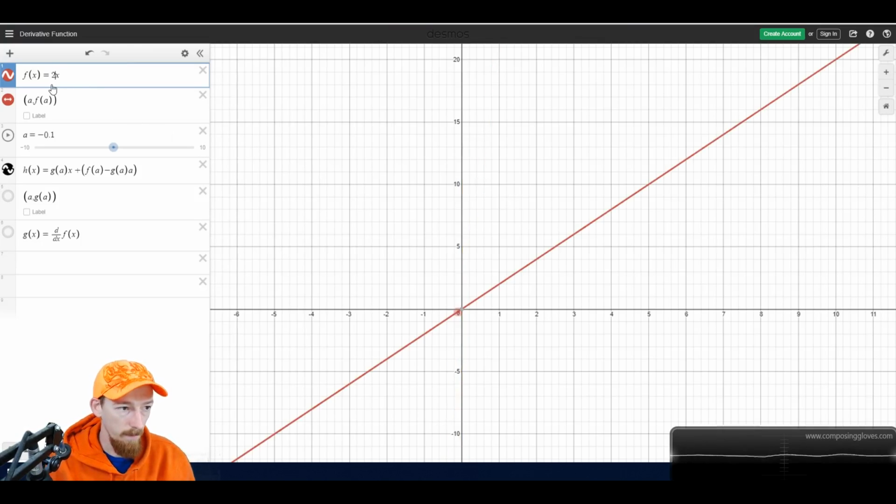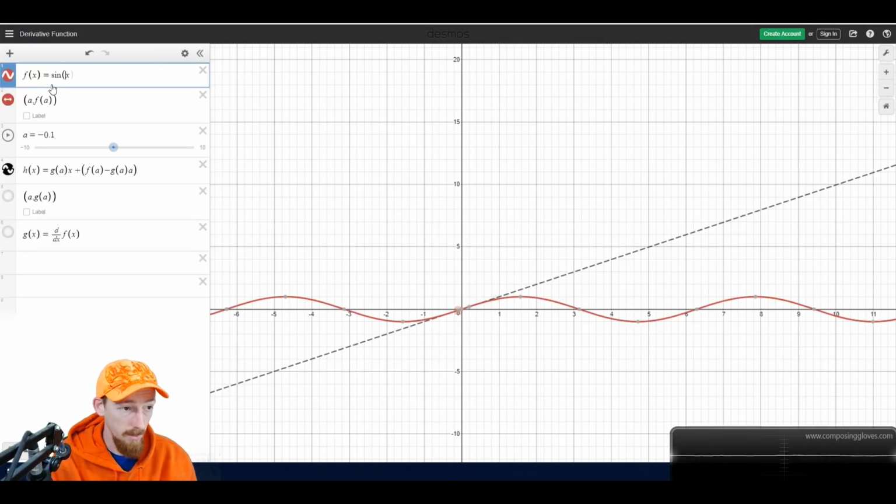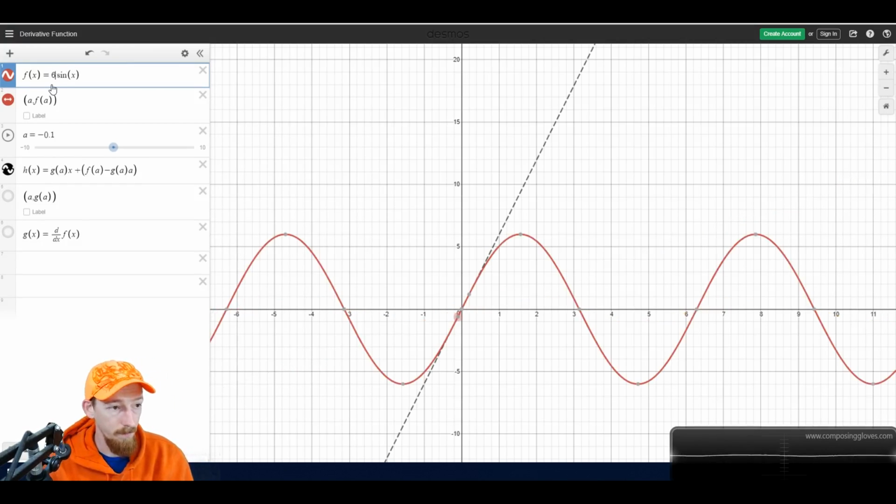Now let's make the jump. Here we have sine x. Let's give sine x some amplitude so it's not so small. Okay.